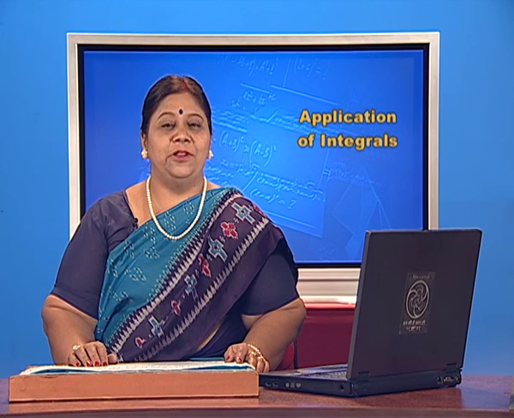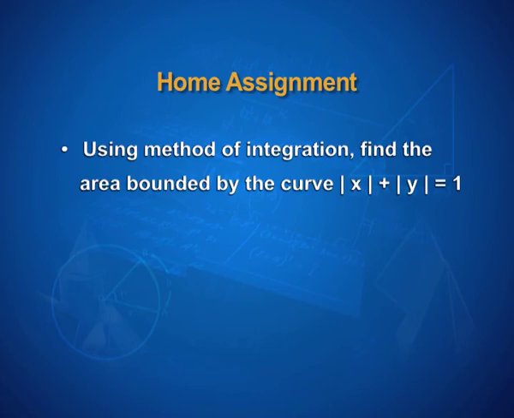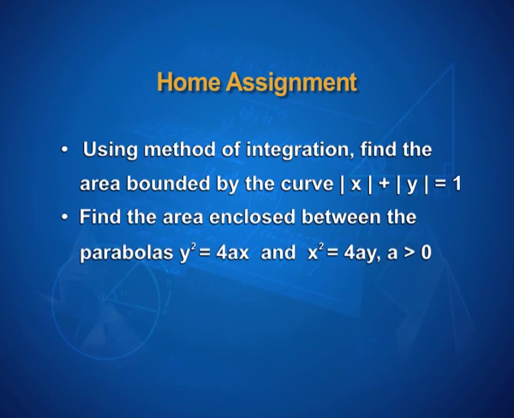So, students, note down the home assignment questions. Question number 1, using method of integration, find the area bounded by the curve modulus of x plus modulus of y is equal to 1. Question number 2, find the area enclosed between the parabolas y square is equal to 4ax and x square is equal to 4ay, where a is greater than 0.